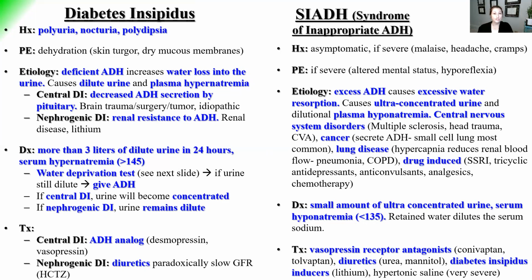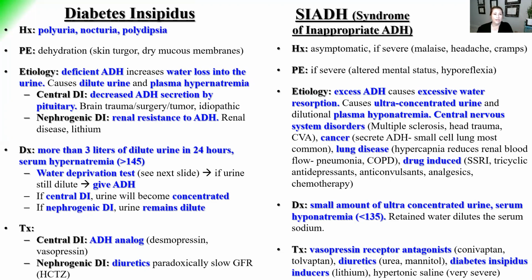Treatment for central diabetes insipidus is to give them an ADH analog. So desmopressin or vasopressin are synthetic forms of that. If it's nephrogenic DI, we actually give them a diuretic, which seems counterintuitive, but it paradoxically slows the GFR, and so the urine becomes more concentrated. Hydrochlorothiazide would be an example of that.